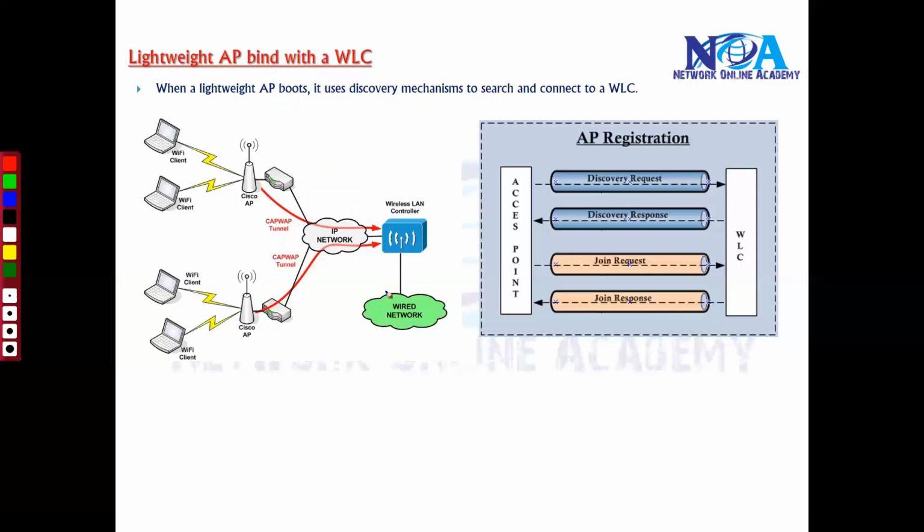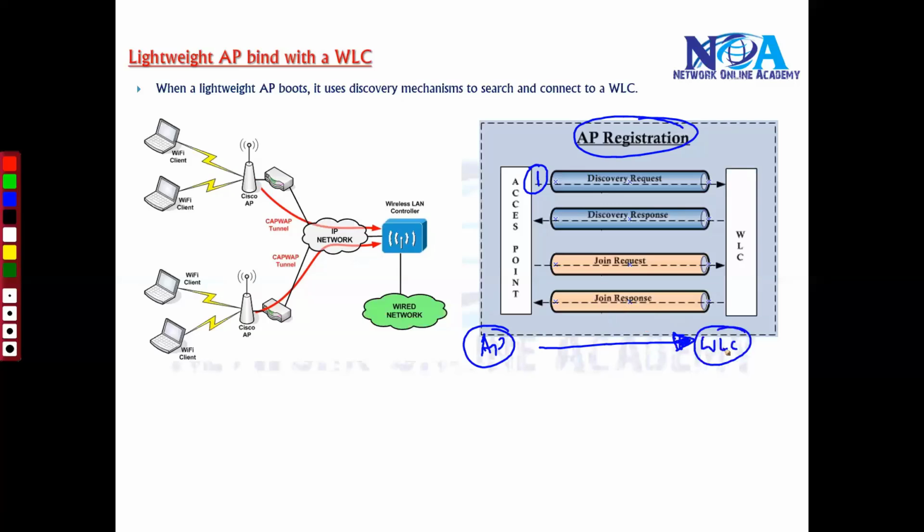So the entire discovery and registration process goes in 4 steps. In the first step, we call it the discovery request. Now this is something done by the access point. This access point is going to start the discovery process. So it's going to send out some discovery request messages. Probably the access point is going to send out the request messages to the WLC, trying to discover the WLC. That's what it is going to do.